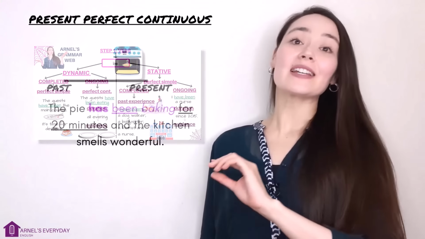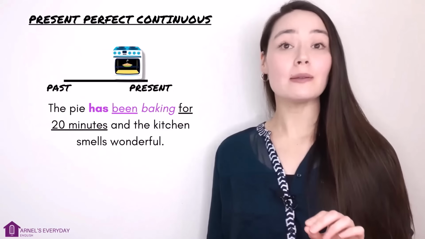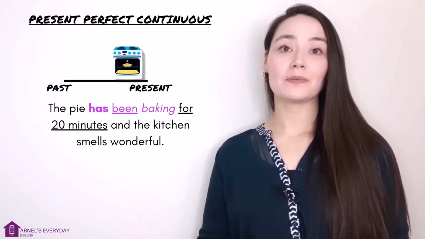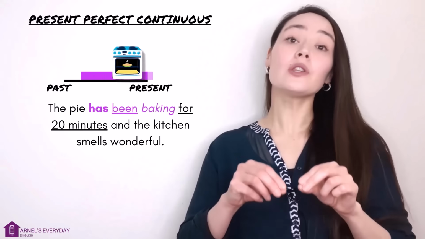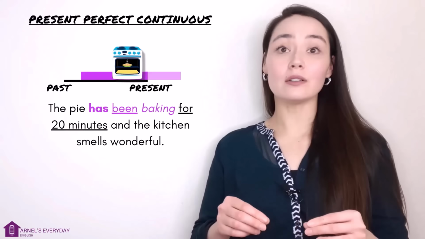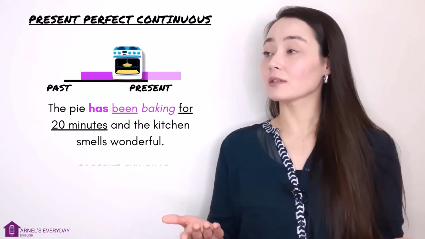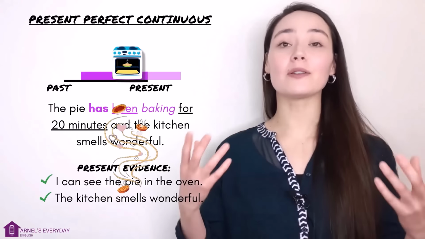The present perfect continuous. The pie has been baking for 20 minutes and the kitchen smells wonderful. An action started in the past, it continues up to the present, and it is ongoing. The pie is still in the oven. What's my evidence here? Well, I can see the pie baking in the oven, and the kitchen smells wonderful.